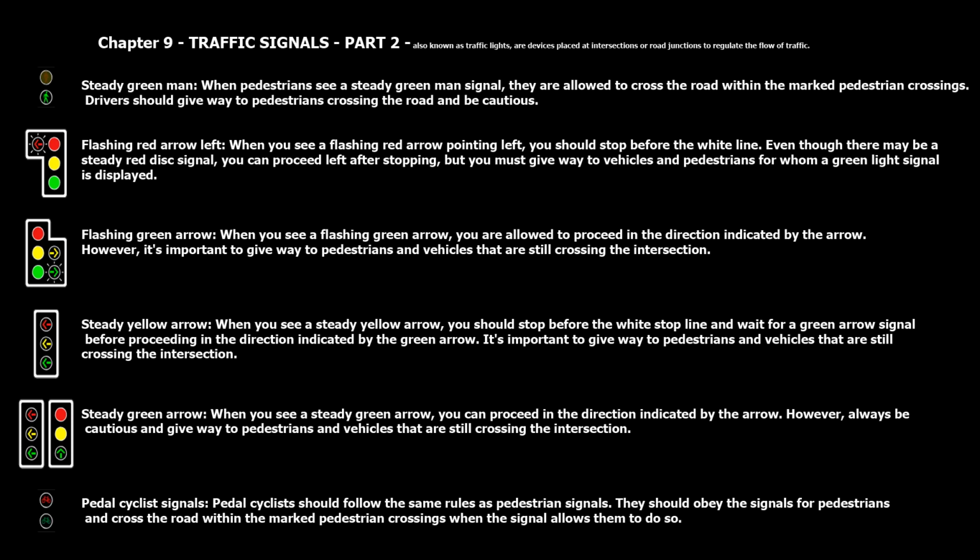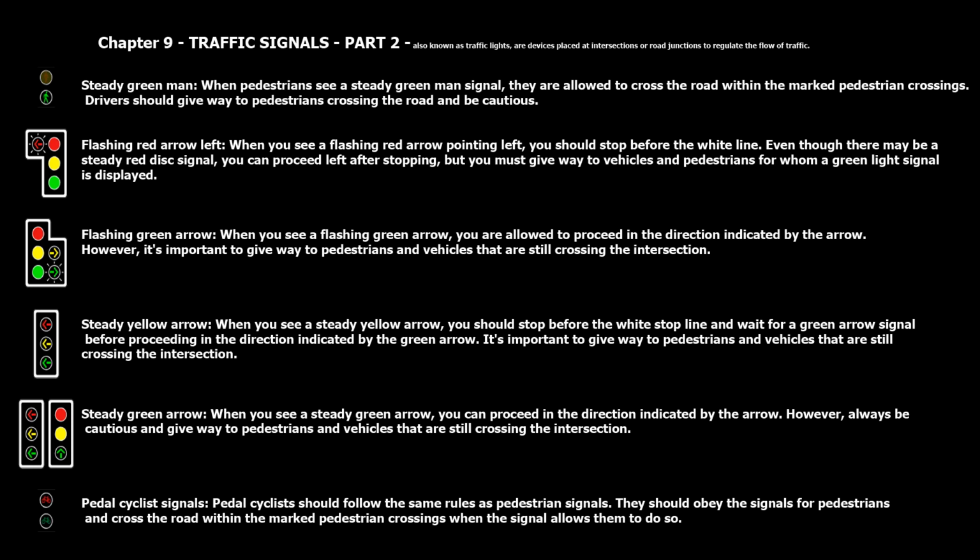Okay? And then the third sign, which is the steady yellow arrow. What does it mean? A steady yellow arrow, whether left or right, indicates that the signal is about to change. It's a warning that you should prepare to stop if you haven't entered the intersection yet. And if you're already in the intersection, you should complete your turn safely.